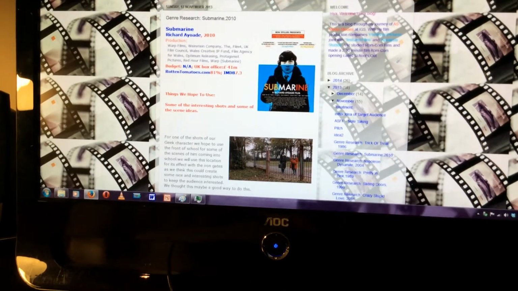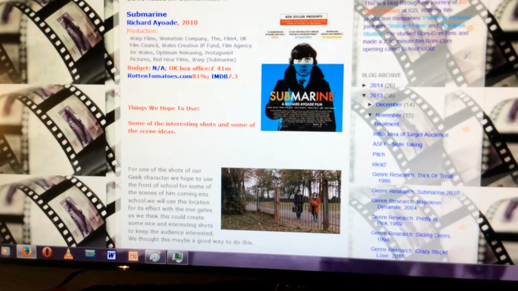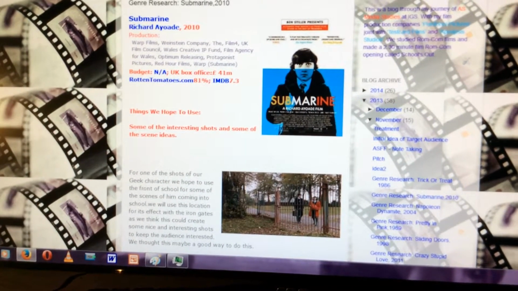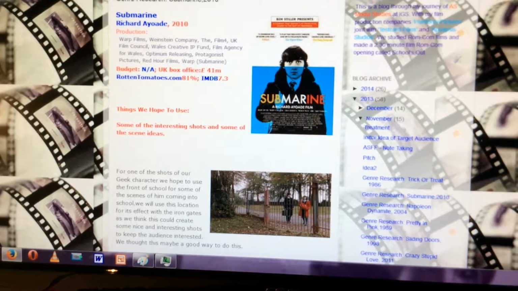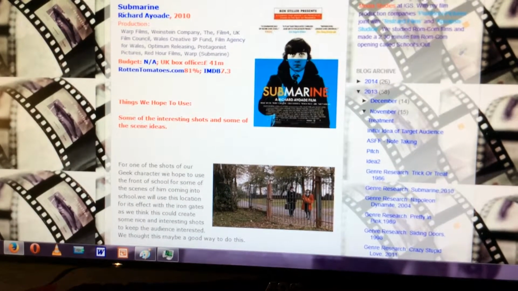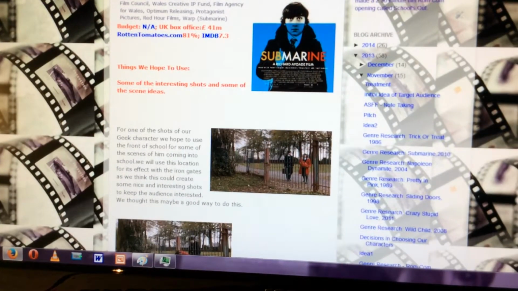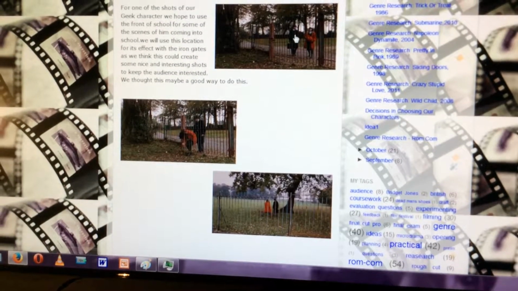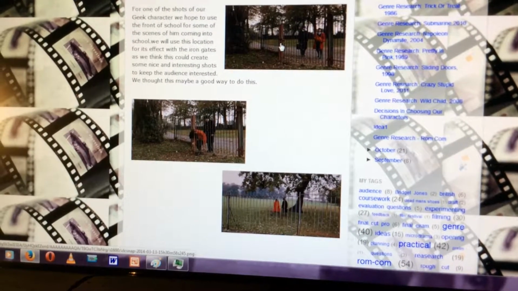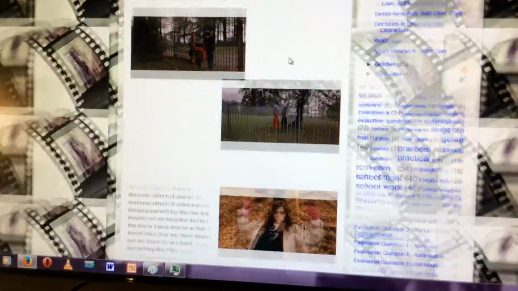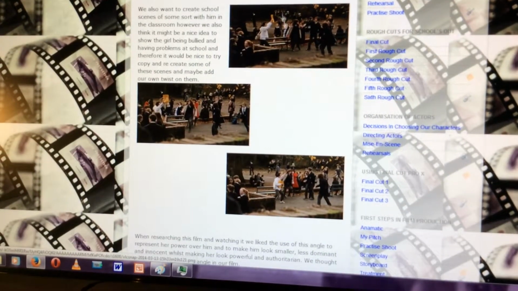So then we looked at genre research, and for this we looked at Submarine, which was an indie low-budget film. The budget for this we don't know, but it was a really good film that had a low budget. It was also a British film, so we thought we could take a bit of inspiration from this. We also liked the way that the shots were produced, as they provided interesting shots and looked interesting, and something that we thought we could accurately reproduce as well.